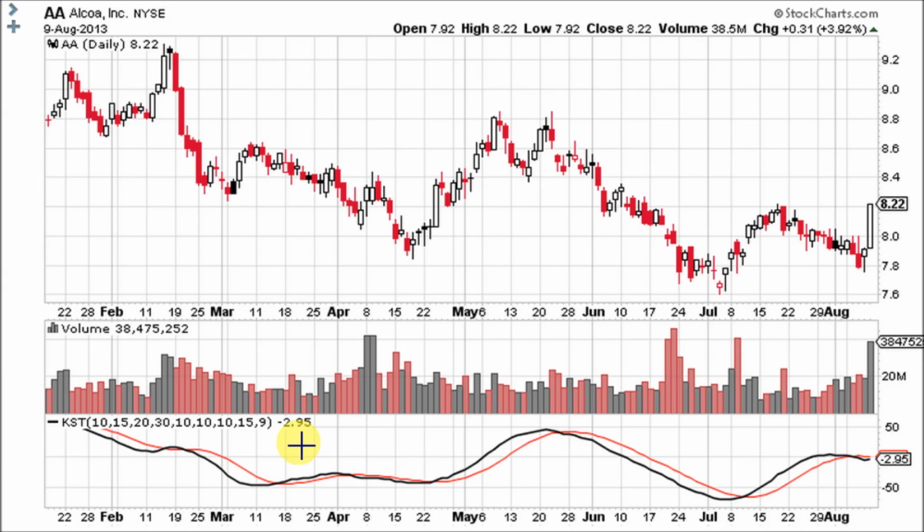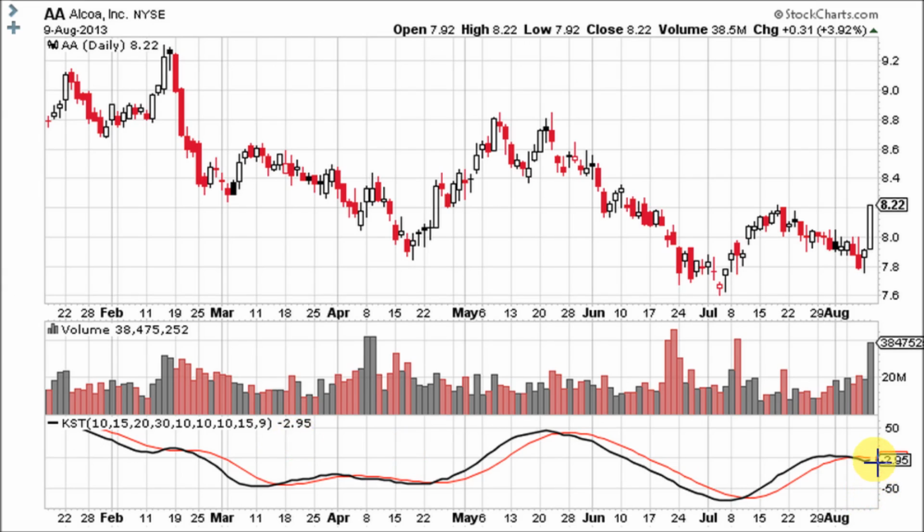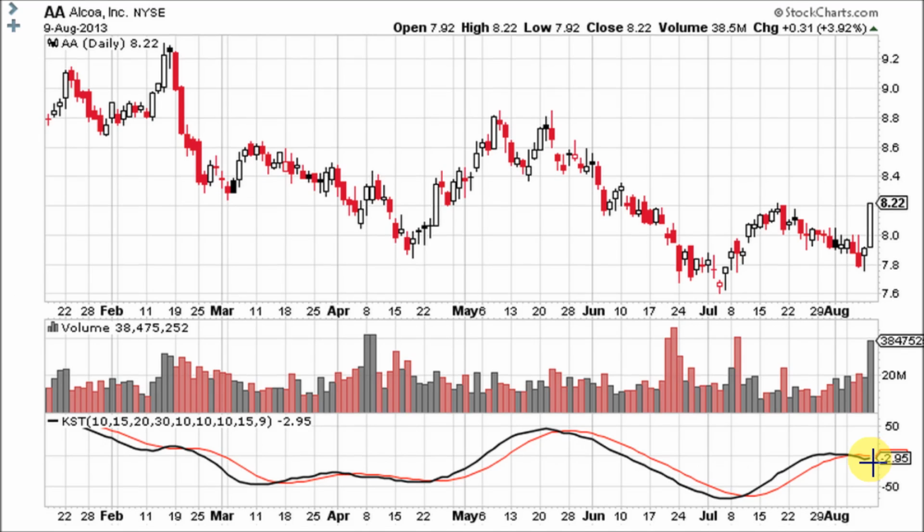And the current reading is slightly bearish at minus 2.95, just below the zero line. The primary signals KST gives are crossovers down or up through the signal line and crossovers either above or below the zero line. Above zero is bullish and below zero is bearish.